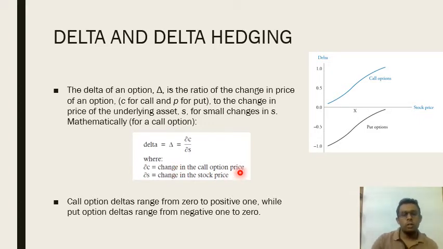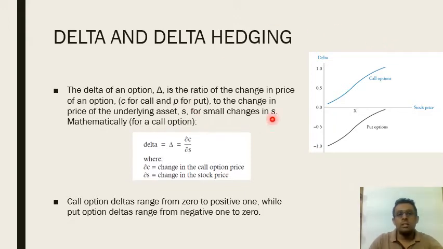So if you see, the call option delta will range from 0 to +1, and the put option delta will range from -1 to 0. It is because a call option gives a right to buy, so whenever the stock price increases, the value of the option increases. But a put option has a right to sell. So that's the difference between call and put option, and why the graph is plotted in such a way.